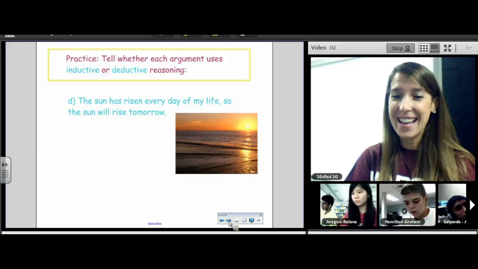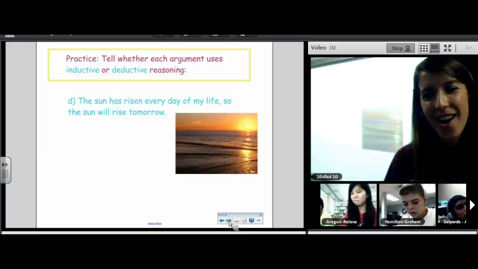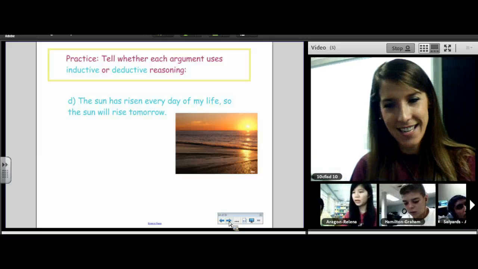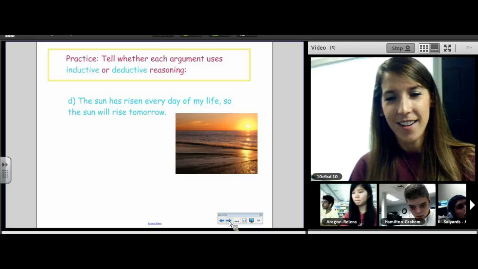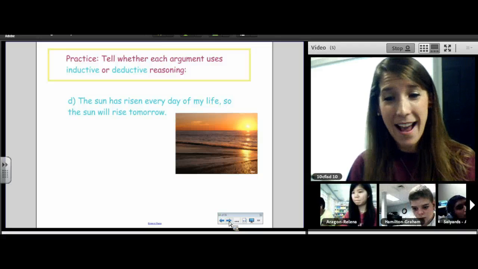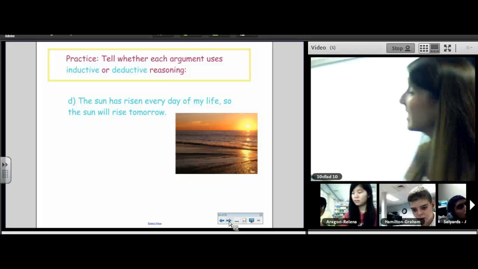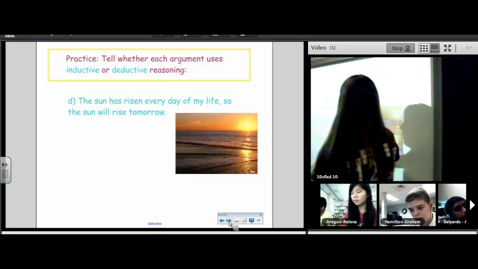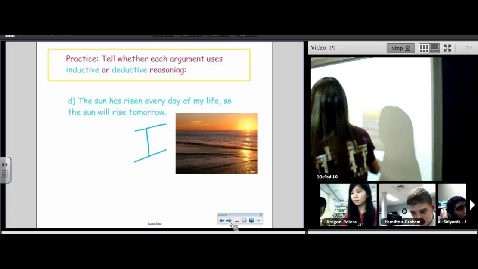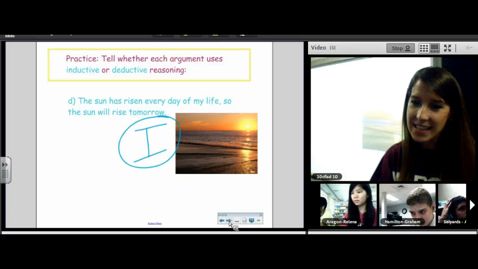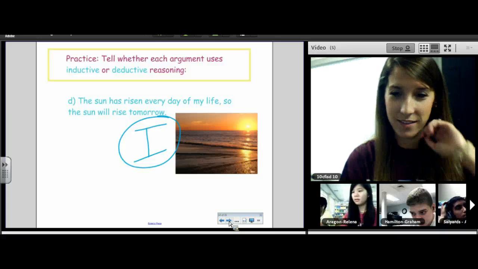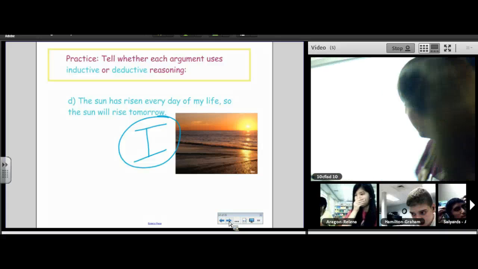Can't mess with science. Are you concluding or predicting, though? I know it's probably going to rise tomorrow. I agree. It's probably a 99.9% chance that it's going to rise, but there's no certainty, and we are predicting something that hasn't happened yet, so that is inductive, even though it's probably going to happen. It is inductive. Very good.